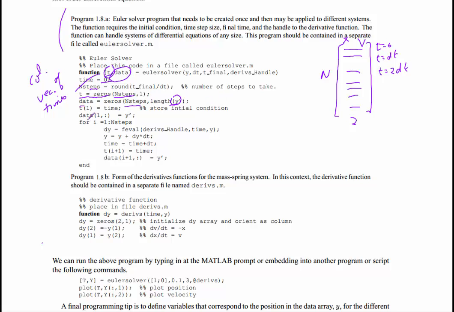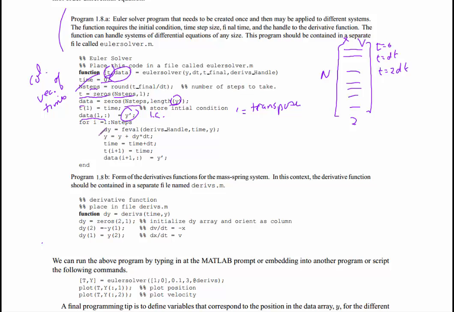Right? So he's starting out, the first row is going to be the initial conditions. And here he's taking y prime. The prime means transpose. So it looks like he gave the initial conditions as a column vector, and he wants to put that in the first row of his data table.